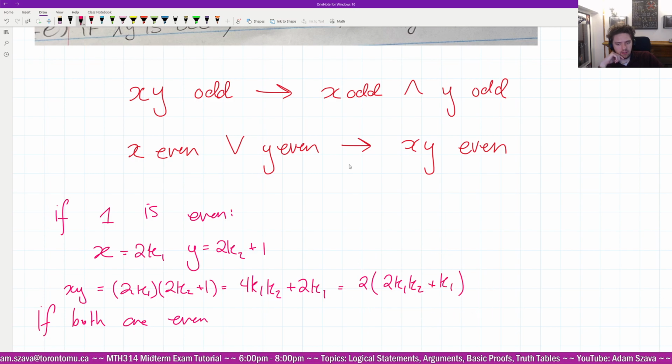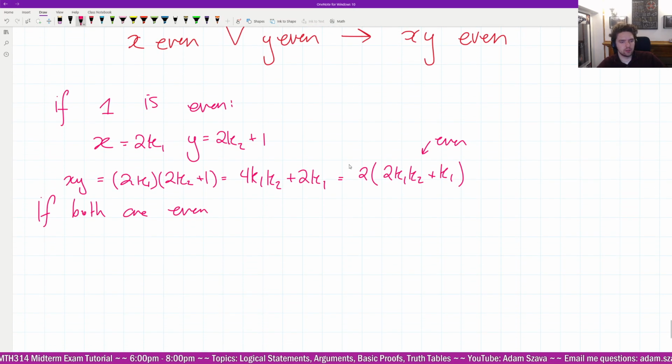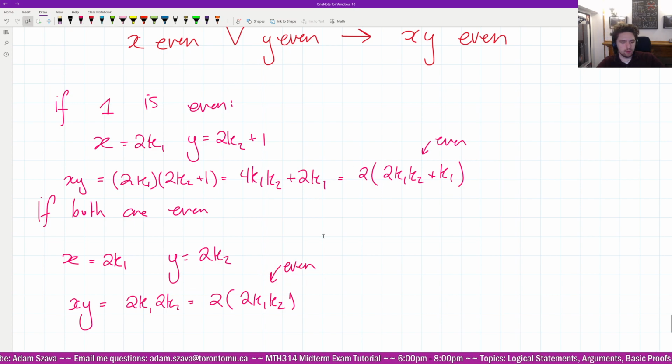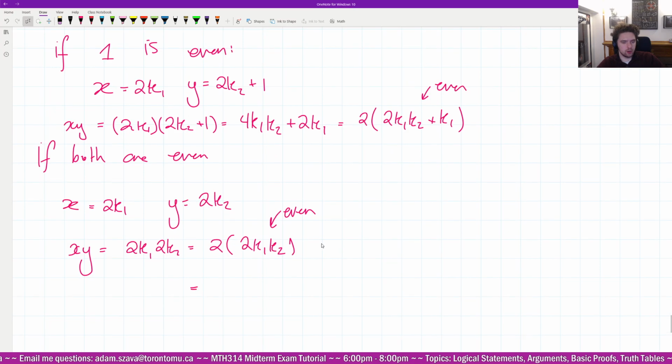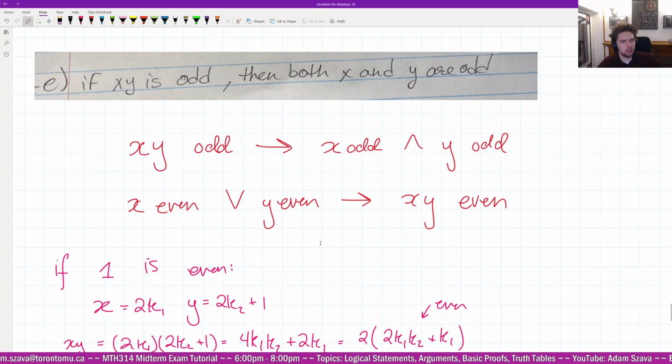And so that's even. So that showed this, and I just have to check the other case now too, right? I have to check if x is 2k1 and y is 2k2, so both even, then xy is equal to 2k1 times 2k2, which is 2 times 2k1k2, which is even by definition. And so also true. So yes, true by just contrapositive.